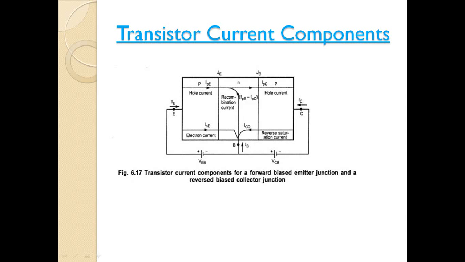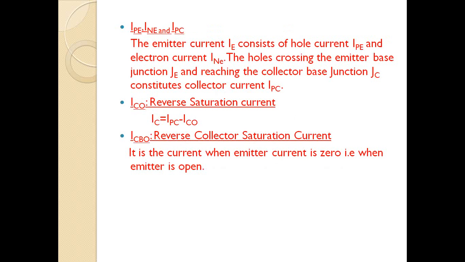IC naught. Whereas we have another current, ICB naught, which is nothing but the reverse collector saturation current. This one I have discussed. It is the current when the emitter current is 0, that is, when the emitter is open. ICB naught is nothing but IC naught only for a physical transistor, but it is defined as the current when the emitter current is 0, that is, the emitter is open.